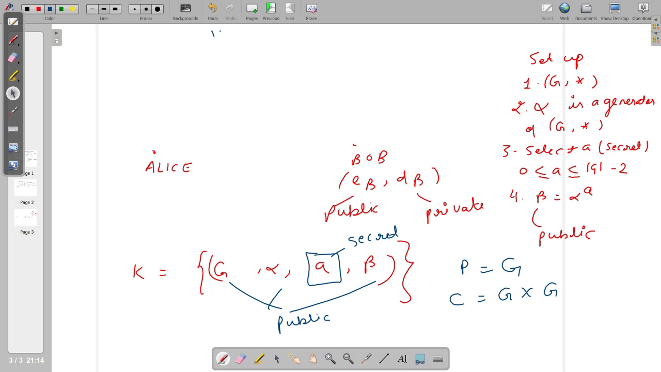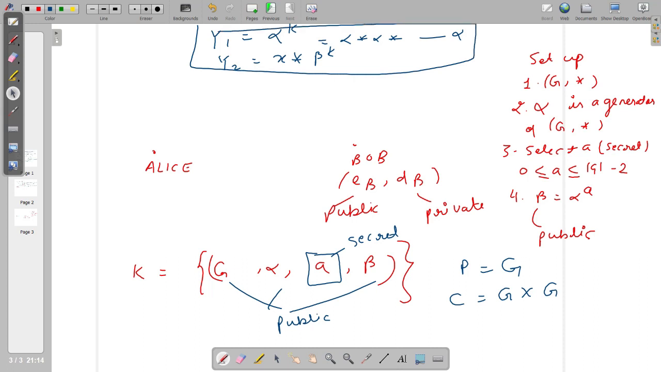So the first one will be y1, which is equal to alpha to the power k. So it will be alpha into alpha k times. And the second one is y2, which is equal to x into beta to the power k, where we mask the message x. So this is encryption. So encryption will be done.